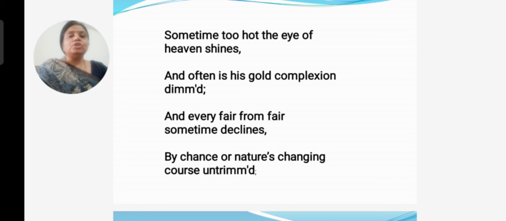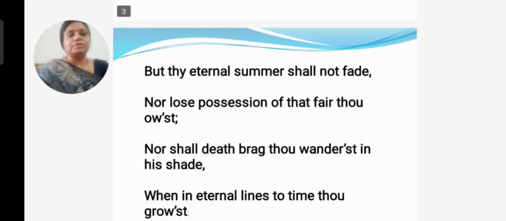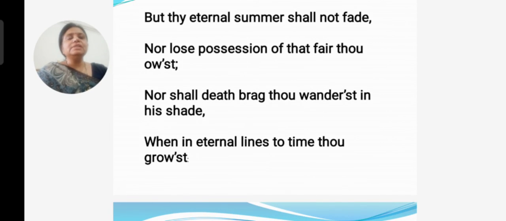And there are two reasons for this decline: by chance, by accident, or by nature's changing course untrimmed, by the course of nature, by the rule or law of nature. But he says that, "But thy eternal summer shall not fade," your beauty will not fade, "nor lose possession of the fair thou owest." You will ever possess the charms, the beauty, and fairness which you owe. "Nor shall death brag thou wanderest in his shade."